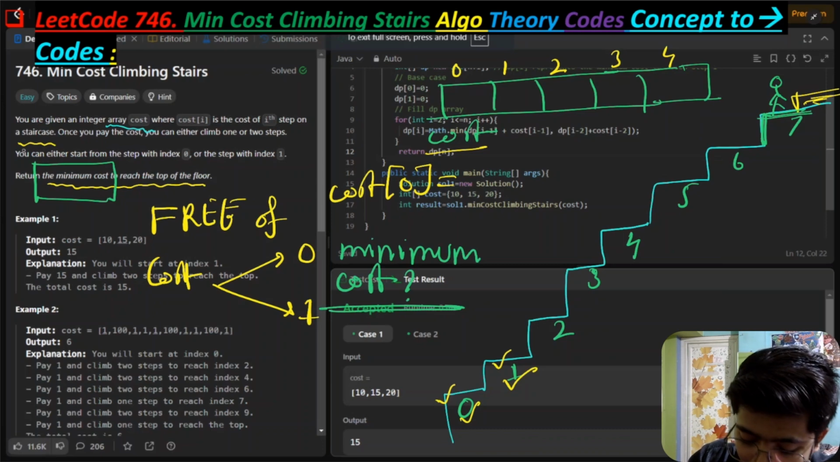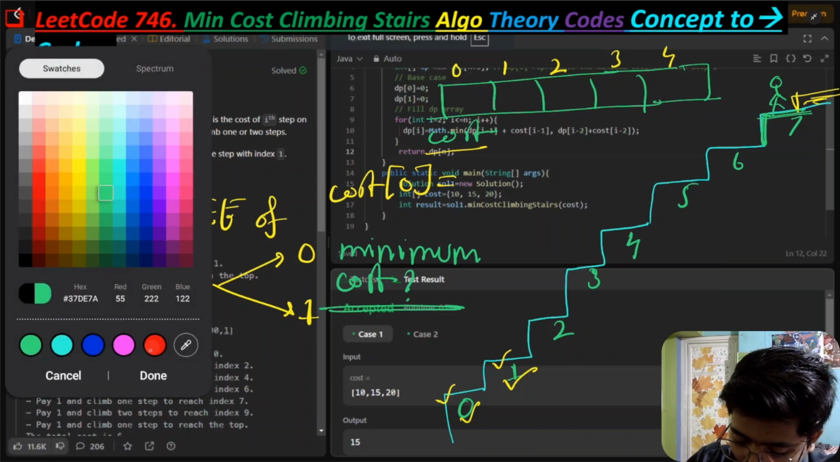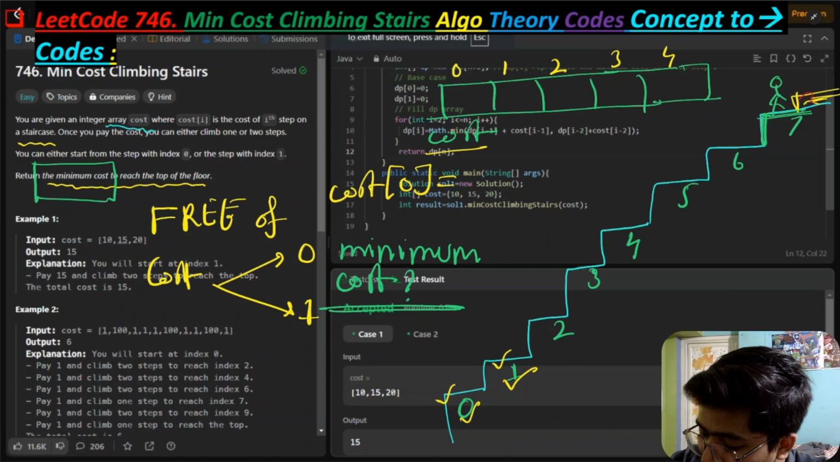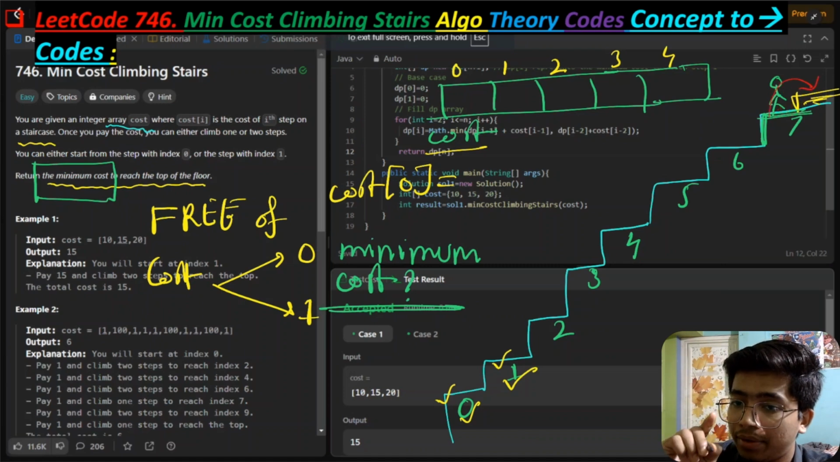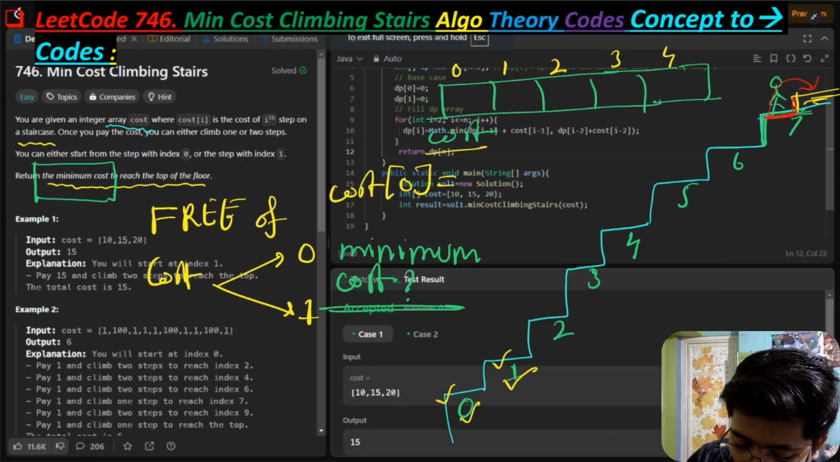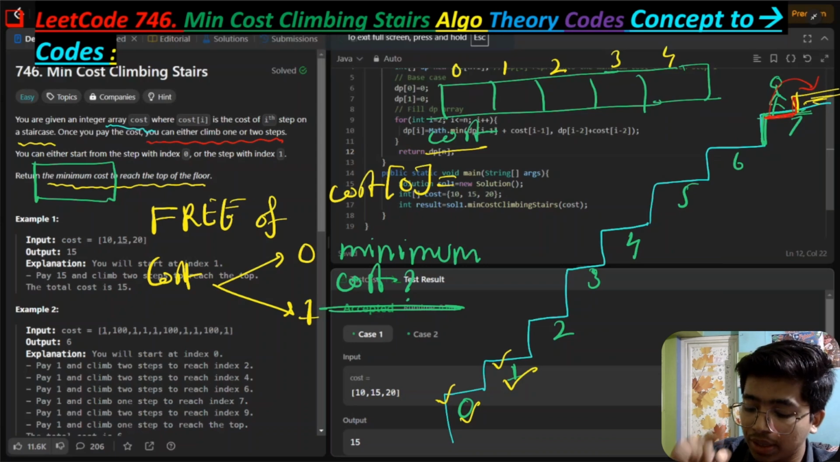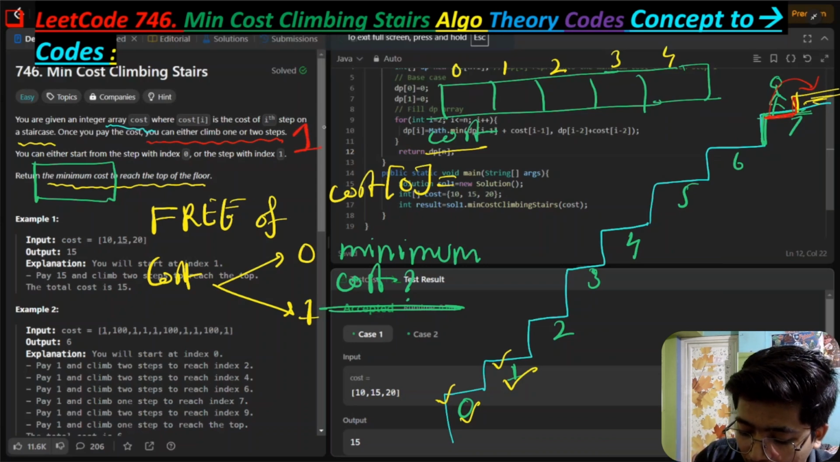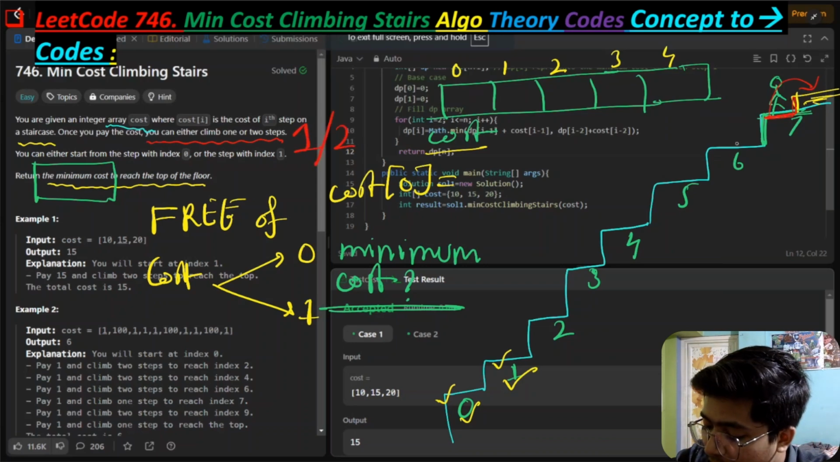The first way is that we can directly move from here to here, and this will cost us 1, the cost of this position. Or we can reach from here, because they told us that once you pay the cost, you can either climb one or two steps. That means we can either climb one step, or we can climb two steps. So we can climb from here directly, and then we can climb from here.